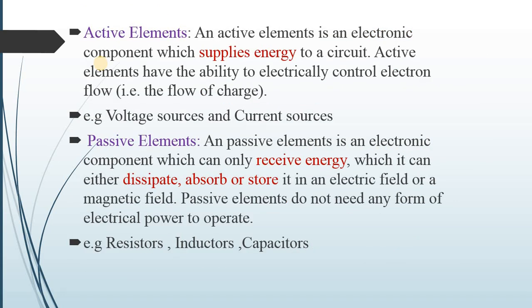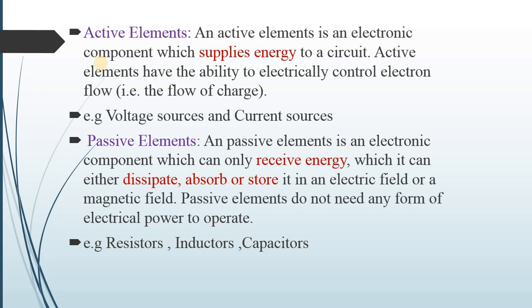Now let us see active elements. An active element is an electronic component which supplies energy to a circuit. Active elements have the ability to electrically control electron flow, that means the flow of charge. The element which supplies energy to that particular circuit is called an active element. For example, voltage source and current source are the active elements of a circuit.